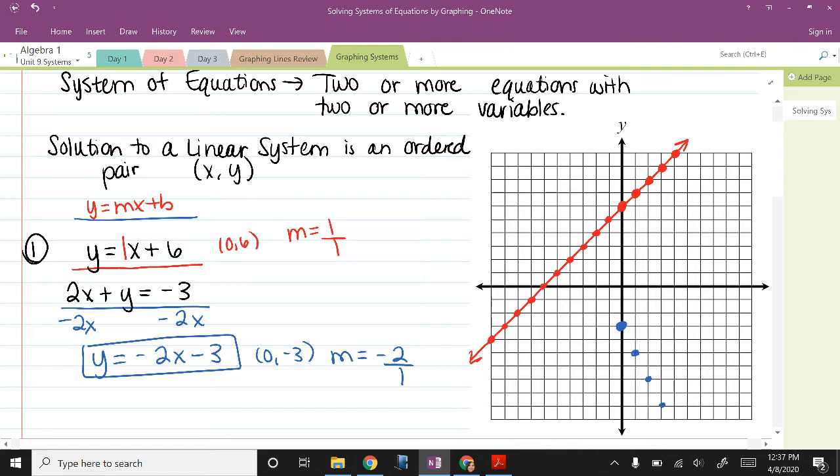But I notice they're probably not going to intersect that way. They're probably going to intersect up and to the left. So I'm going to go backwards. Up 2, left 1, up 2, left 1. Just make sure you're continuing on your line. And it looks like right there, I have 2 points on top of each other. So it looks like right there is where my lines are crossing.